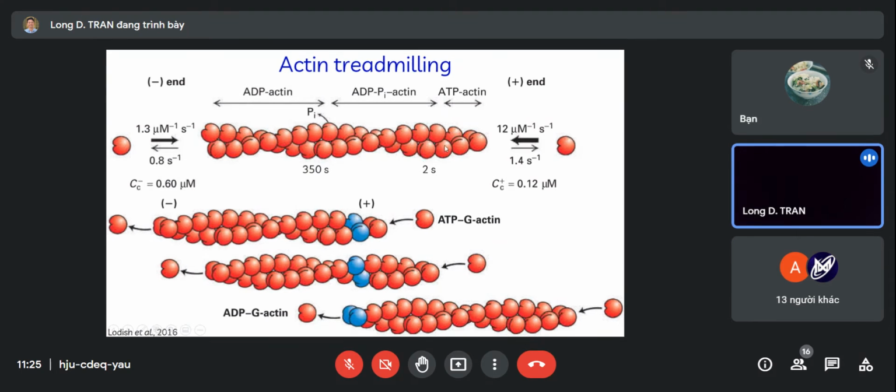Just around 2 seconds after incorporating into the F-actin, the ATP will be hydrolyzed into ADP and a phosphate group. However, the phosphate group will not be released from the actin until 50 seconds later. And once it's released, the ADP-actin will have a tendency to dissociate from the F-actin.